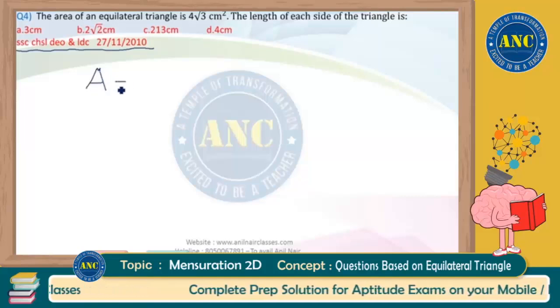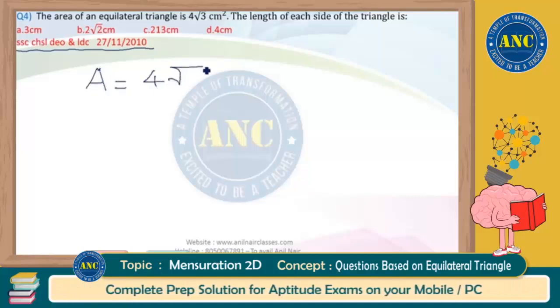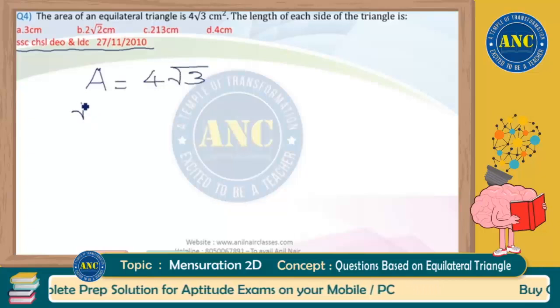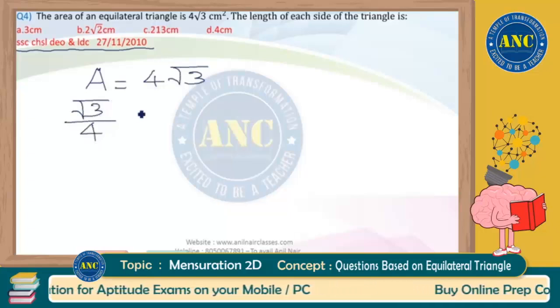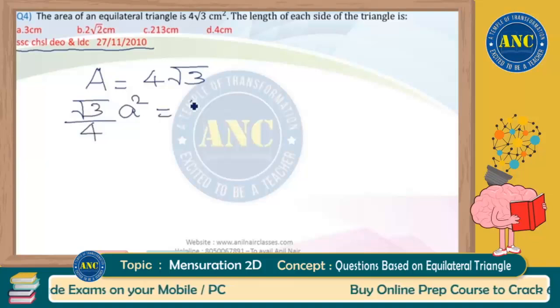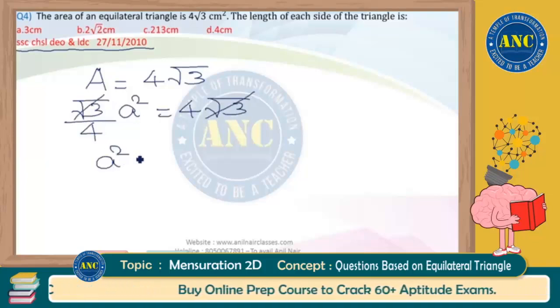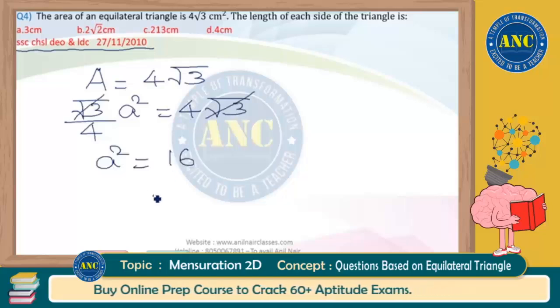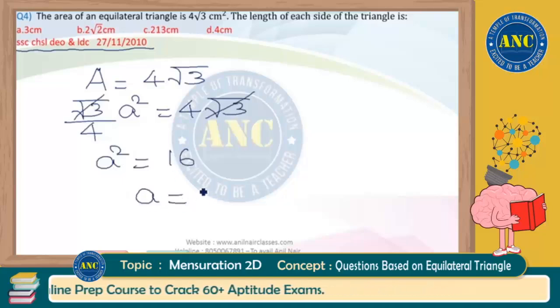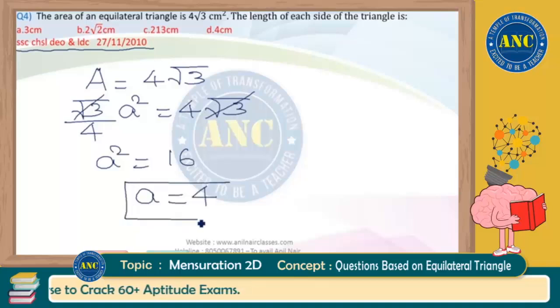The area of an equilateral triangle is given as 4 root 3. In general, the area of an equilateral triangle is root 3 by 4 into a square. So it is equal to 4 root 3. Root 3 cancels. A square will be 4 into 4, 16. They are asking you to find the value of a. A value is 4 centimeter. The answer for this question is 4 centimeter.